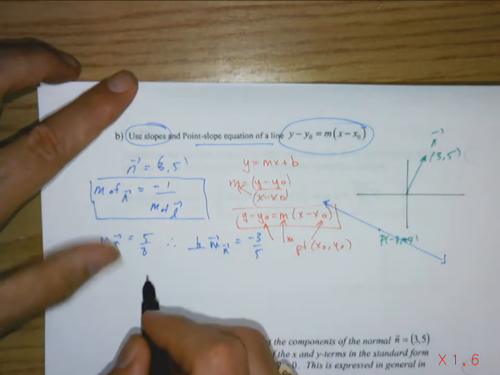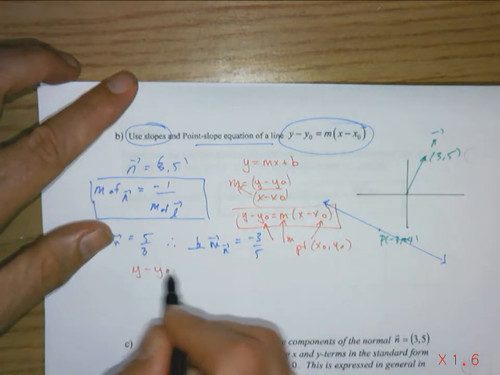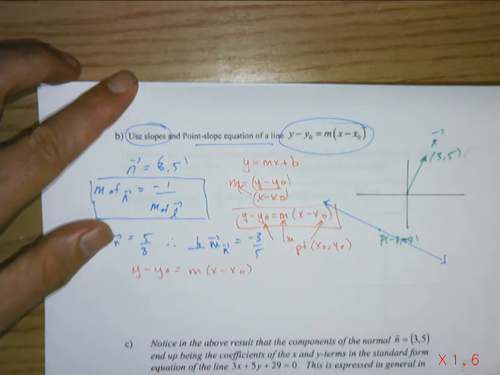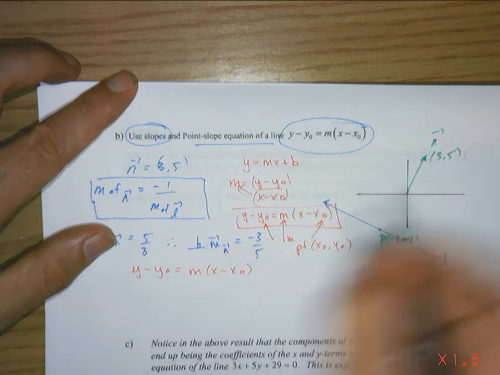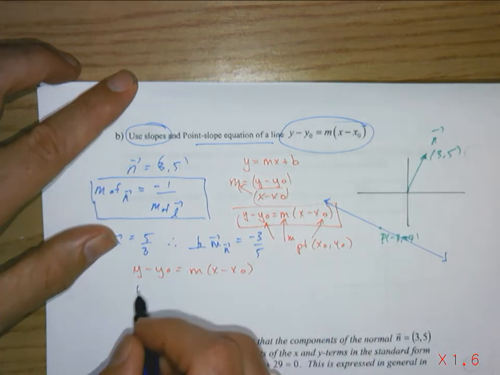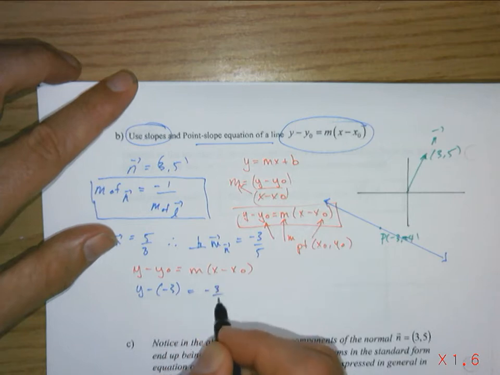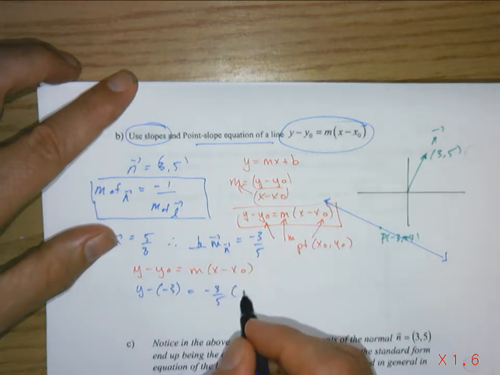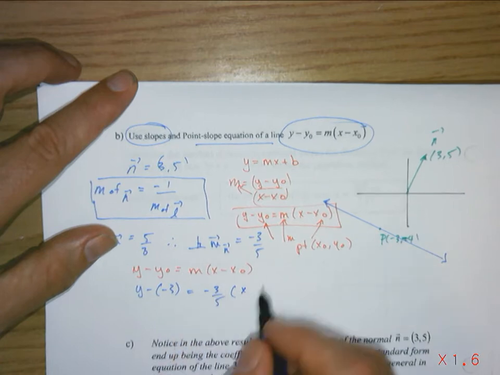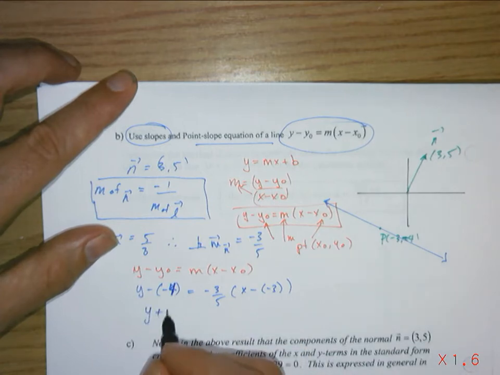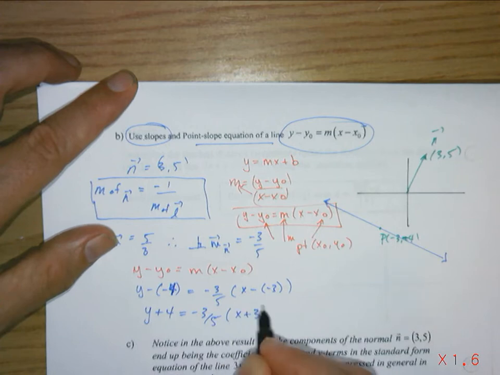So if I'm using that equation here, and if I put in the values that I have, so the point that I had was -3, -4. The slope that I have is -3 over 5, because that's a perpendicular slope. This should have been the -3, and this should be a 4. So then it's going to be y plus 4 equals -3 over 5, x plus 3.